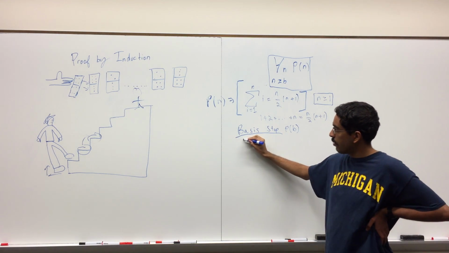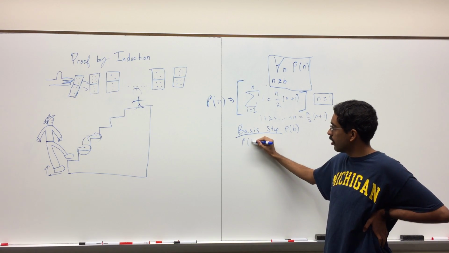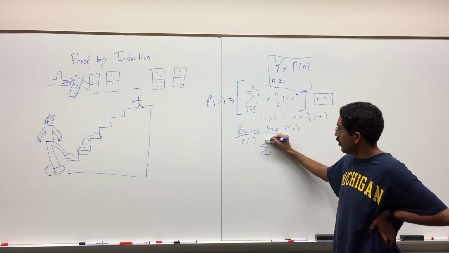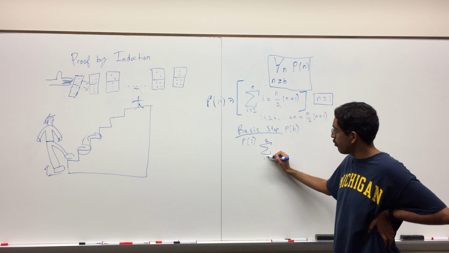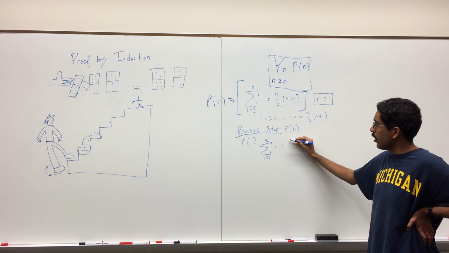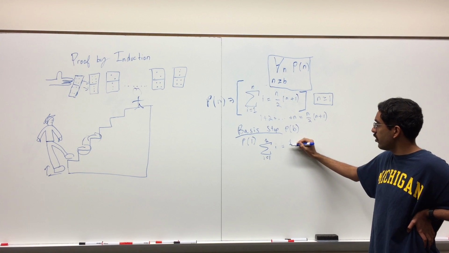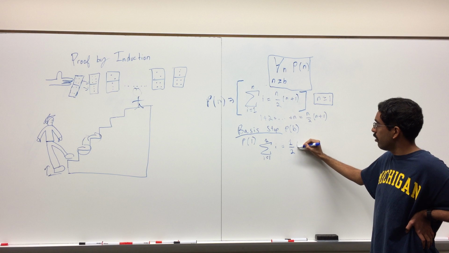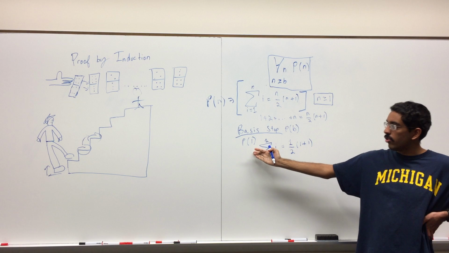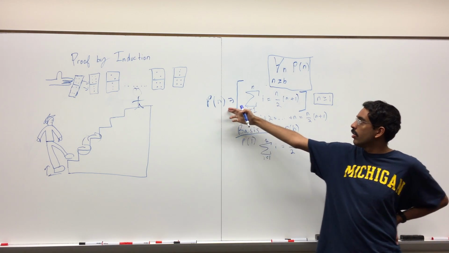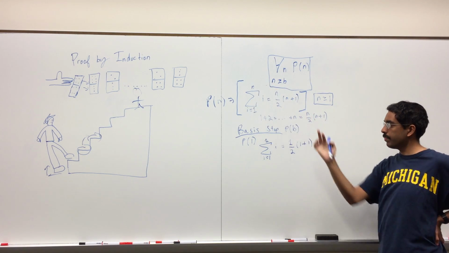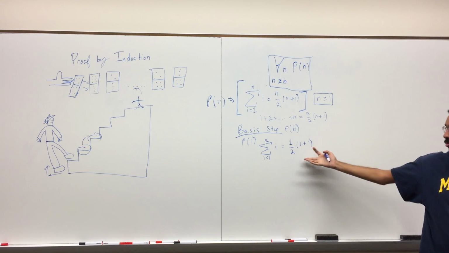So the basis step, P of 1, we want to prove that the sum of i equals 1 to 1 of i is equal to 1 over 2 times 1 plus 1. All I did here was I substituted the variable 1 as n into this propositional function. Wherever there was an n, I put a 1. So I want to prove for the basis step that this is true.